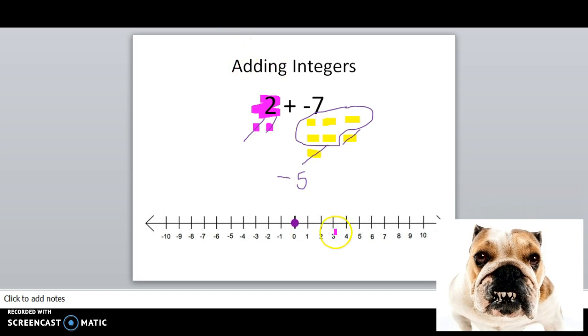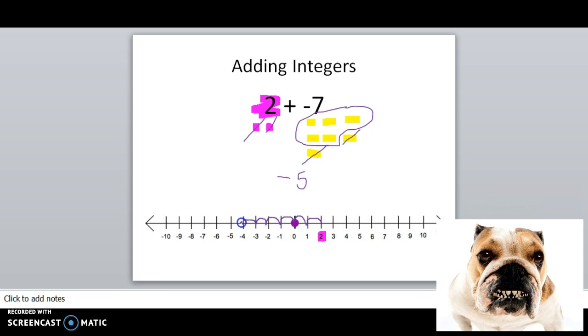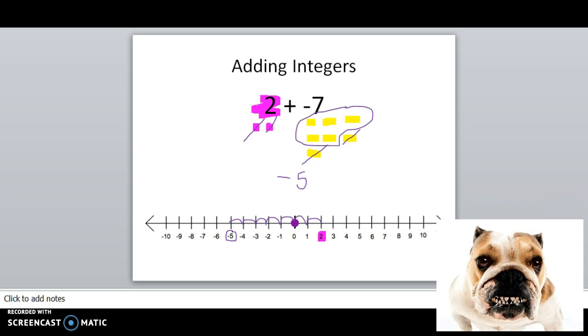Or if you'd prefer to look at a number line, I'm going to start at positive 2. Because I'm adding a negative, I have to go in the negative direction. So I'm going to go 7 in the negative direction. 1, 2, 3, 4, 5, 6, 7. Which also brings me to -5.